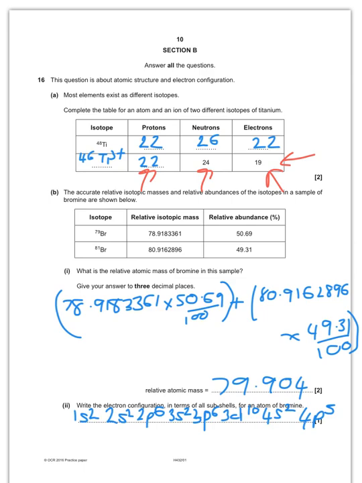Now I need to calculate the relative atomic mass. So relative atomic mass, as you know, is the relative isotopic mass times the relative abundance as a percent. You add both of those together and you will get 79.904. And that is the electronic configuration of a bromine atom there.